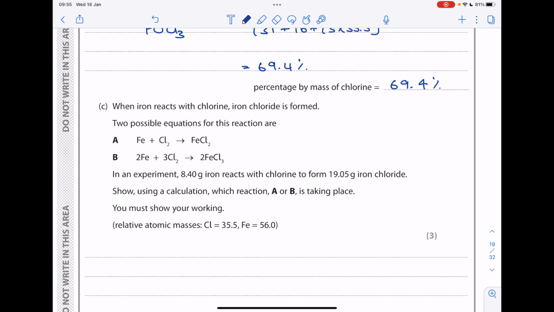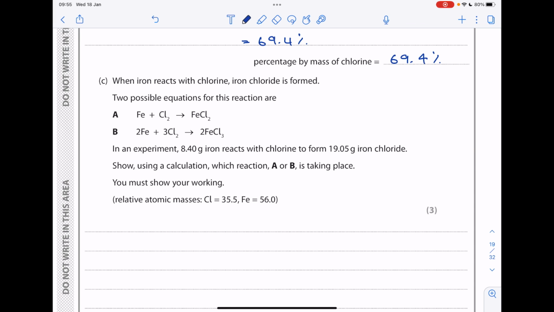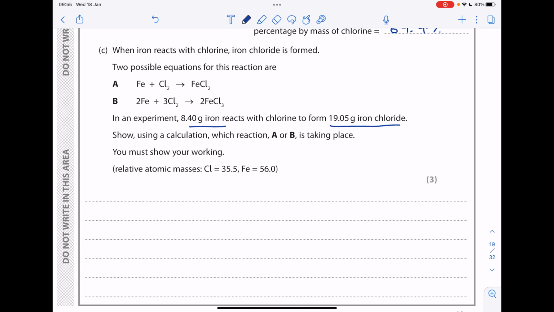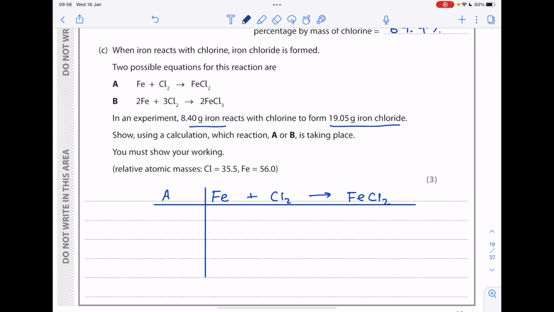When iron reacts with chlorine, iron chloride is formed. Two possible equations for this reaction are given. In an experiment, 8.4 grams of iron reacts with chlorine to form 19.05 grams of iron chloride. Show using a calculation which reaction, A or B, is taking place. You must show your working. This is so interesting. Right, let's take A. So we're going to use the table format to help us here. It's my favourite way of doing more calculations.